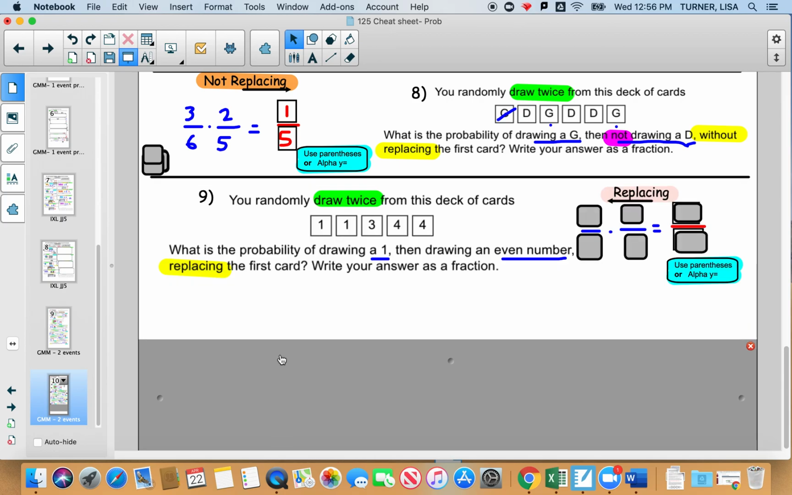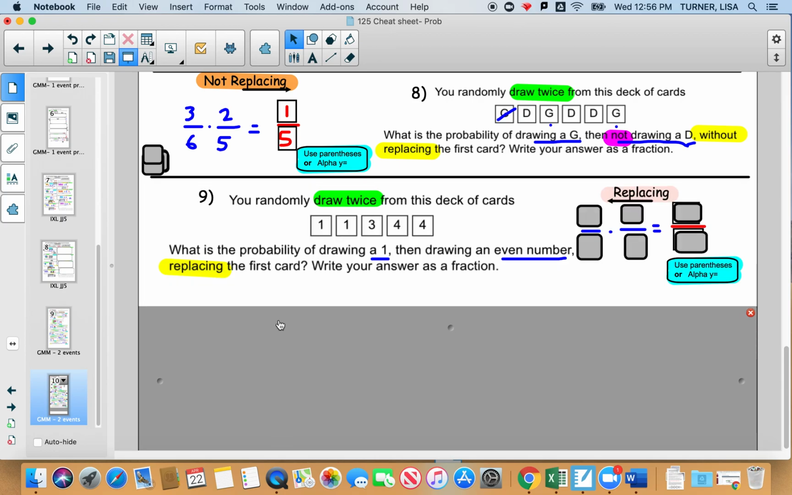And then the last problem, thank you for sticking along and really listening. You randomly draw twice from this deck of cards. So I see my deck of cards. What is the probability of drawing a 1 and then drawing an even, replacing the first card? So now I can make my fractions 5 and 5 because there are 5 total. Now I have 2 different things I'm looking for. Drawing a 1: there are 2 possibilities for drawing a 1, so I write the number 2, and I'm assuming I got one of those, but I put it back because it says replacing.